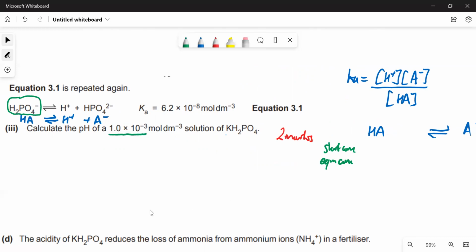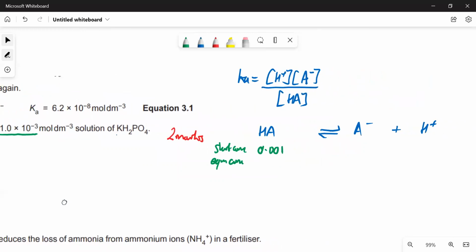So that's 0.001. Now the start concentration of A minus, its conjugate base, none of it's dissociated, so that's going to be 0. The H plus concentration won't really be 0 because there's a little bit in the water, but we can ignore that because it's going to be much more dilute. So we'll call that 0 as well. Now let's say at equilibrium, X of that is dissociated. So we've got 0.001 minus X, the concentration has dropped. That means the concentration of A minus must be X and the concentration of H plus must be X.